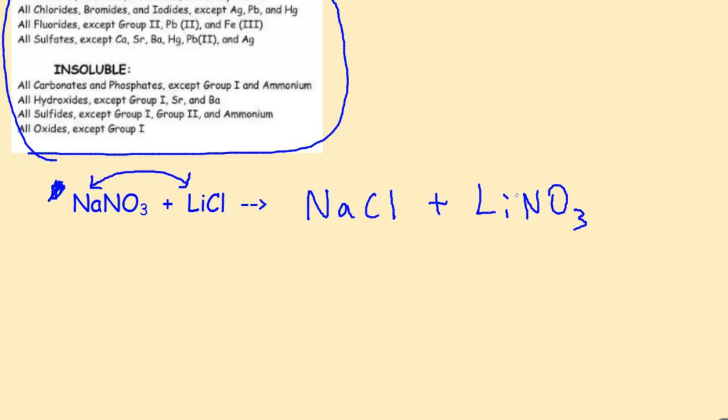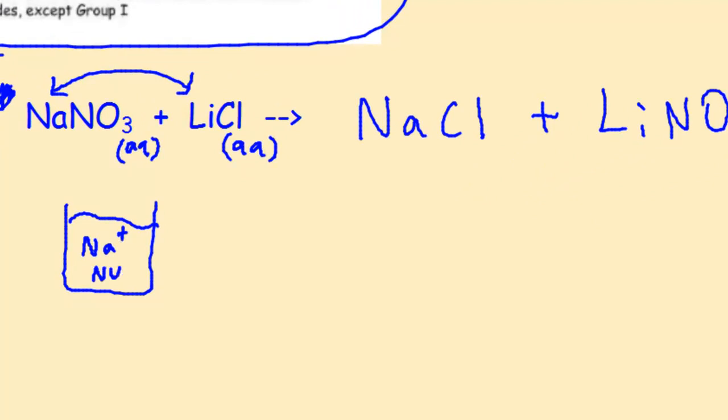Well, here's why. We're saying that this is an aqueous solution to start with, meaning we have sodium nitrate dissolved in water, NaNO3, and we have lithium chloride dissolved in water, LiCl. If we have sodium nitrate dissolved in water, we no longer have sodium nitrate. What we have instead are sodium ions and nitrate ions floating around in solution. An aqueous solution of sodium nitrate is actually sodium ions and nitrate ions. And the reason for that is what is called a soluble salt.